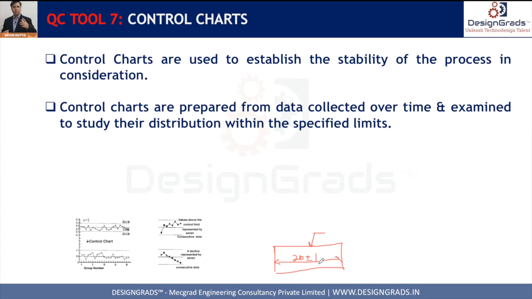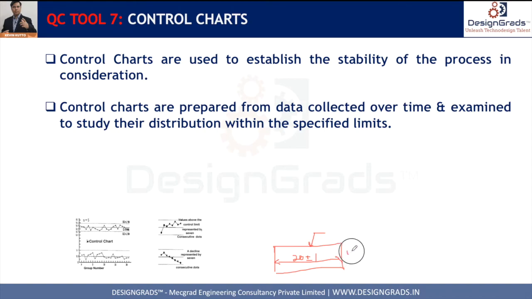Now control charts are prepared from data collected over time and examined to study their distribution within the specified limits. So what do limits mean? The limit here is 20 plus minus 1, that means 19 and 21. So those are the limits. How the actual data is varying between 19 and 21, that's what we are studying here, and that's the data we are collecting.